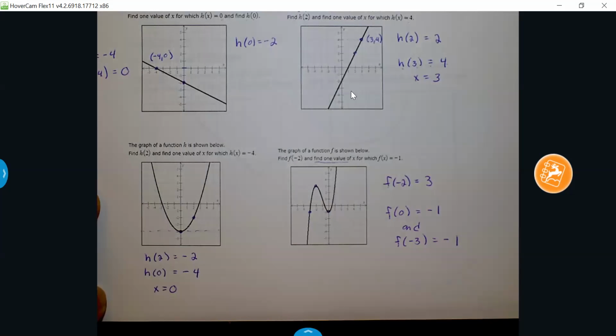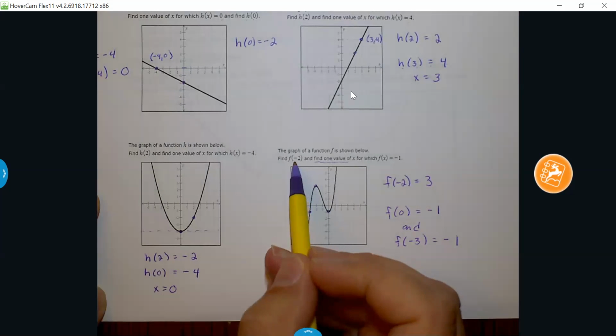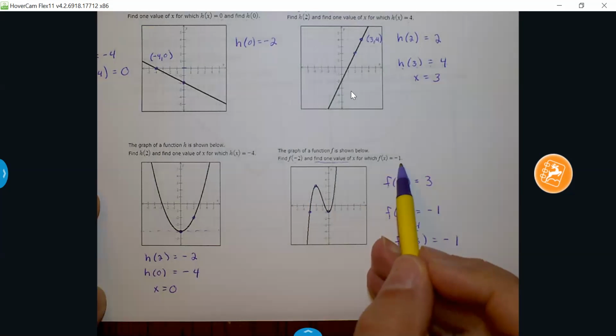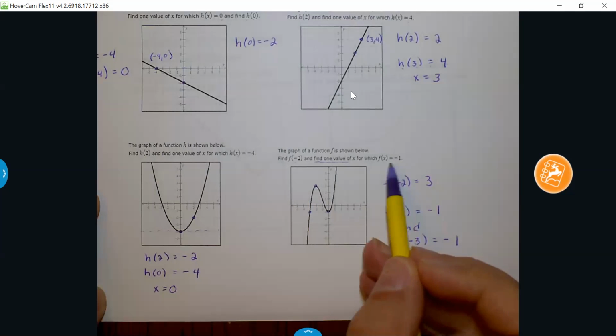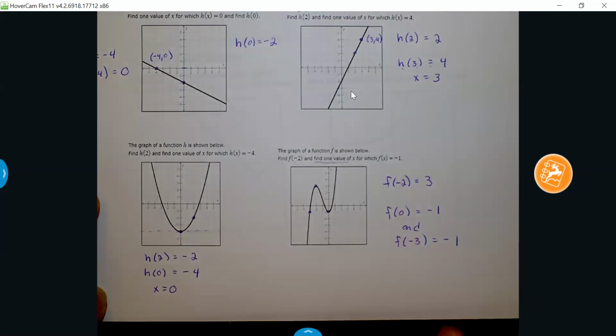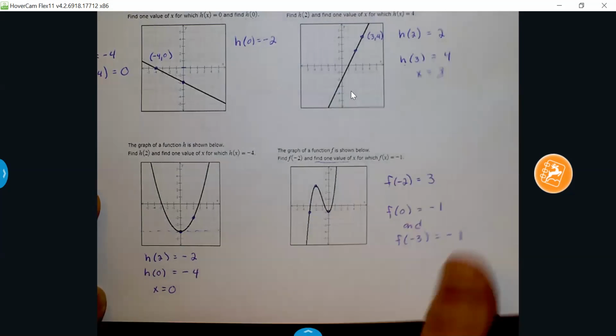So when you have a number on the inside, you're looking for the value of y that matches up with that x. When you have a number on the outside after the equal sign, you're looking for the value of x that has a y value of that number. Okay? Let's move on to number 14.